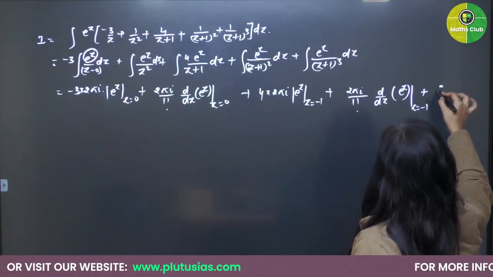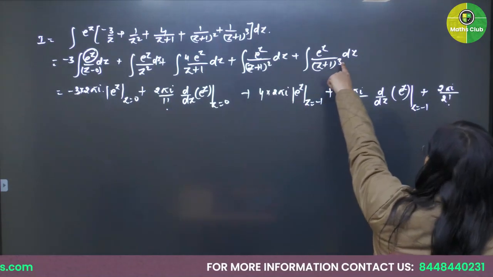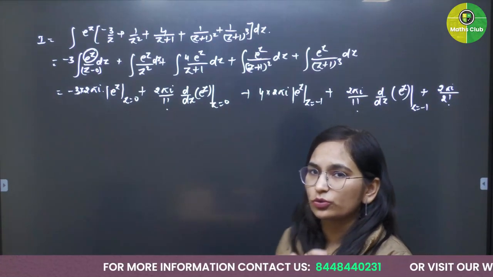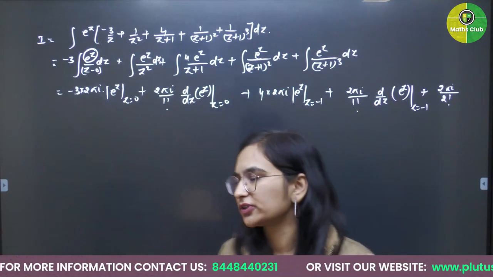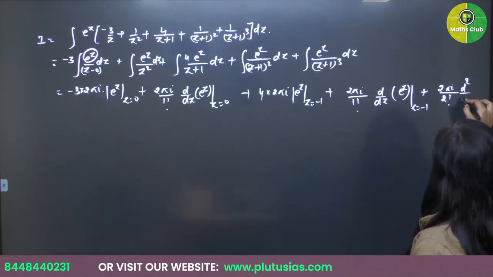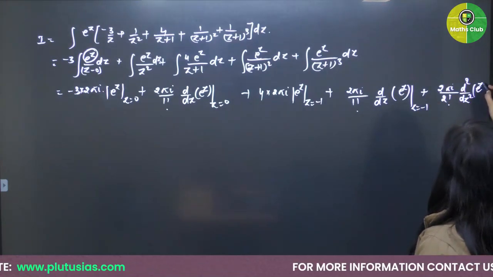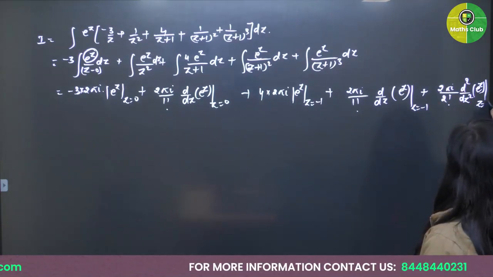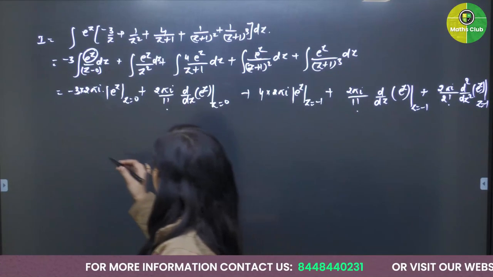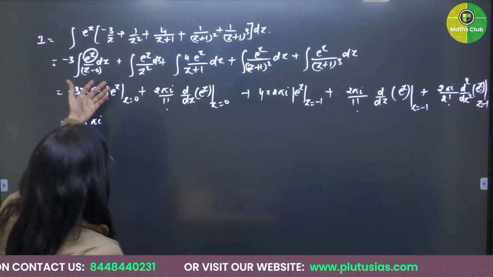Similarly, last one would be 2 pi iota by 2 factorial this time, because this is 3, so 3 can be written as 2 plus 1, hence n is equal to 2, and this would be second derivative होगा अभी, d by dz square of e^z, and the point is z is equal to minus 1. So let's calculate them. This would be minus 6 pi iota, and e raised to power z is z only.